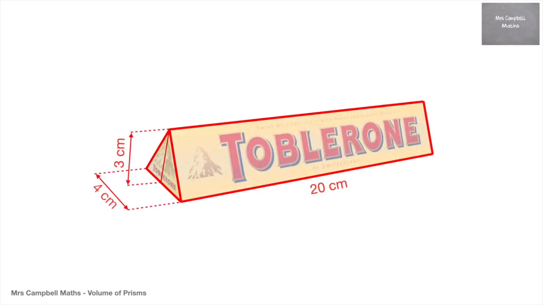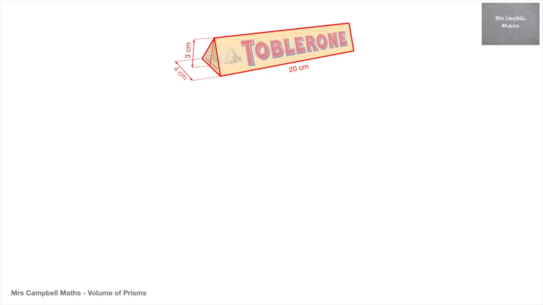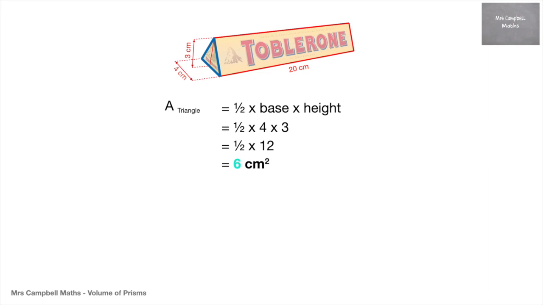And if we put the dimensions in there, the triangular prism, the triangle with base 4 and height 3, is the cross-sectional area. Really important that you can identify the cross-sectional area. So we would first of all work out the cross-sectional area, the area of a triangle, and it's highlighted in blue there. So the area is equal to a half of the base times the height. Can you see the base is 4 and the height is 3? So it's a half times 4 times 3, a half times 12, which is equal to 6 square centimetres.